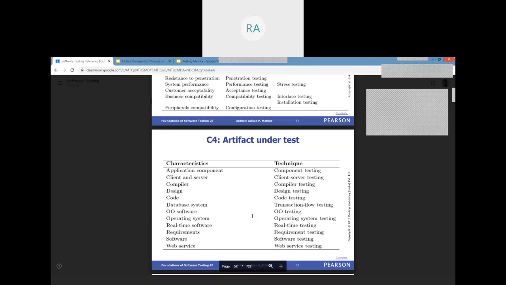As I've already mentioned, artifact is nothing but the material or the unit which is under study. Suppose the application component is under test. I have designed some component within my software by writing the code. Then that becomes the artifact under study, under the testing process. Then the technique that I will be using is component testing, single component testing.